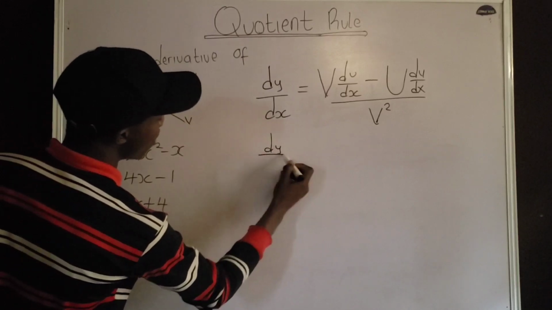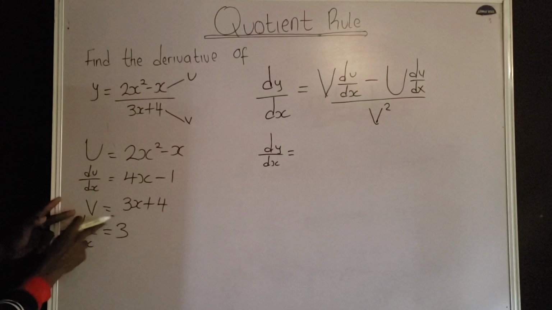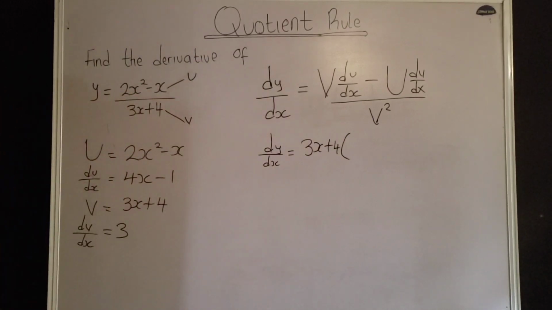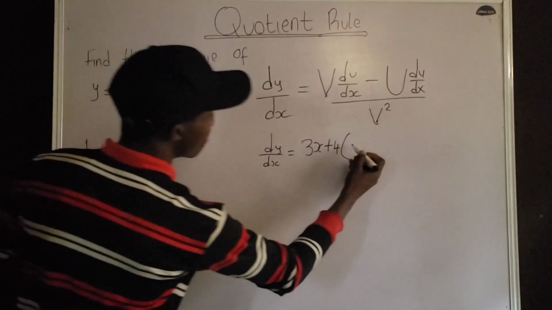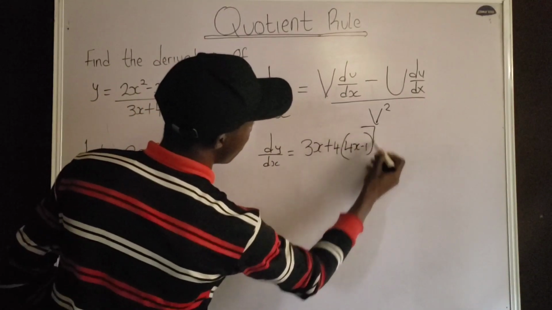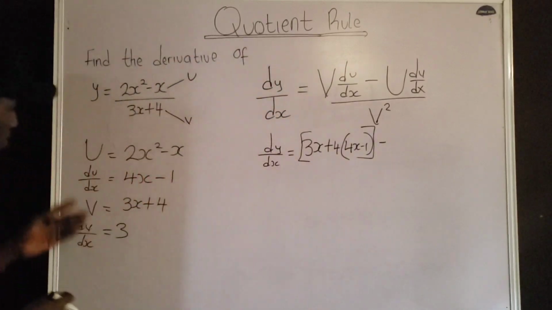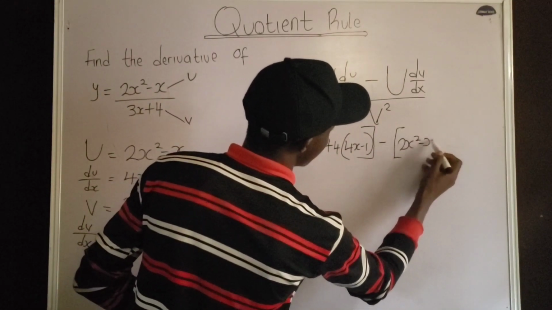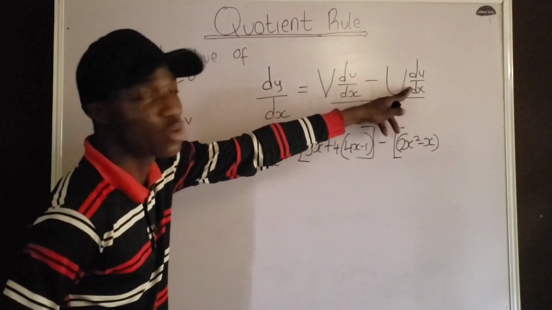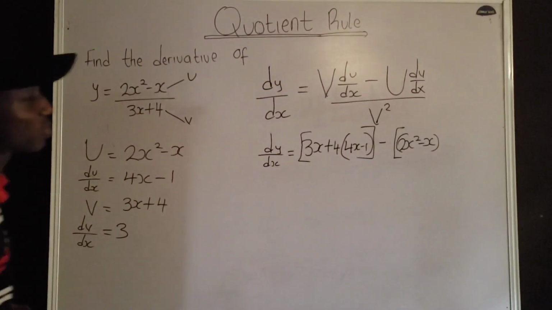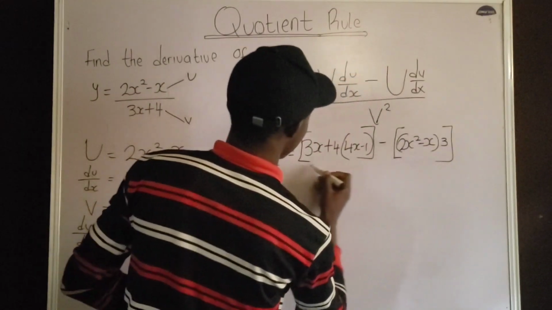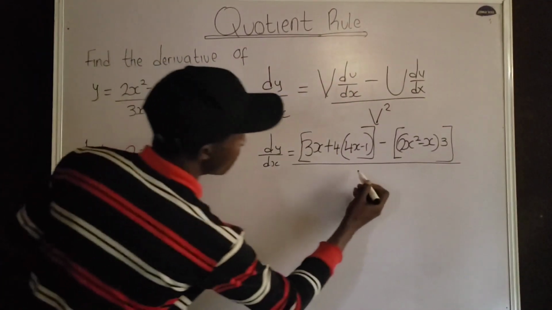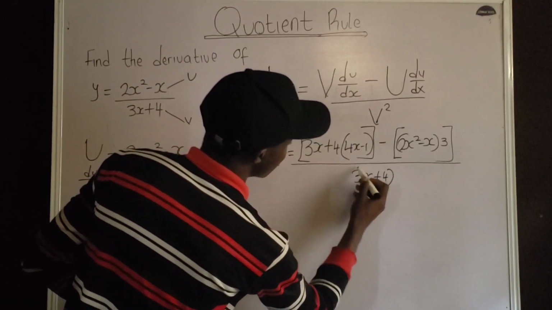So we can proceed. dy over dx is equal to, what is v? v is 3x plus 4. So I'm going to have 3x plus 4 multiplied by du over dx. The derivative of u is 4x minus 1, so I'm going to have 4x minus 1 all in brackets, minus u, which is 2x squared minus x. So I'm going to have another bracket, 2x squared minus x, multiplied by dv over dx. dv over dx is 3, so I'm going to have multiplied by 3 all in brackets, all over v squared. v is equal to 3x plus 4, so for v squared, I'm going to have 3x plus 4 raised to the power of 2.